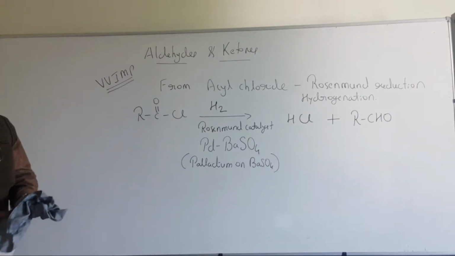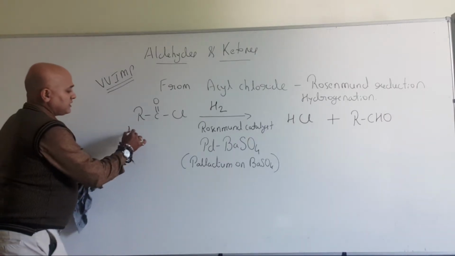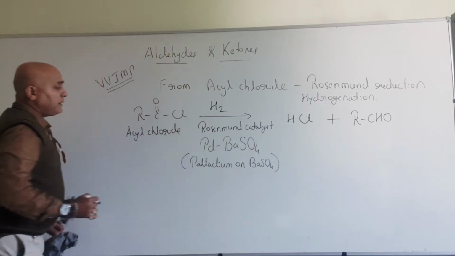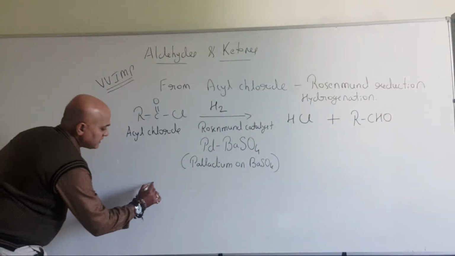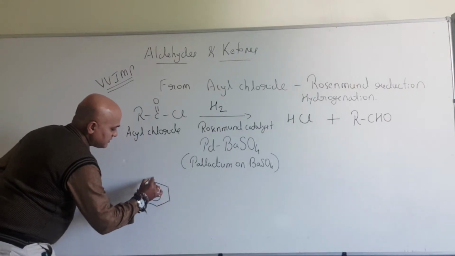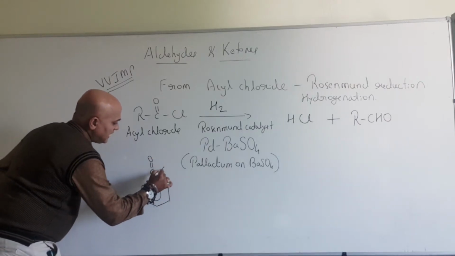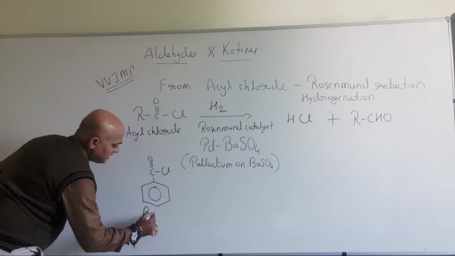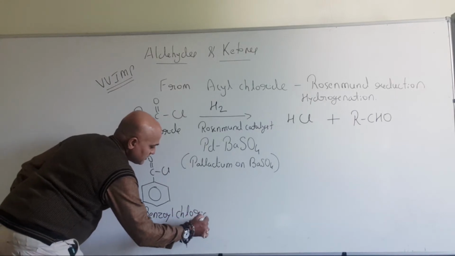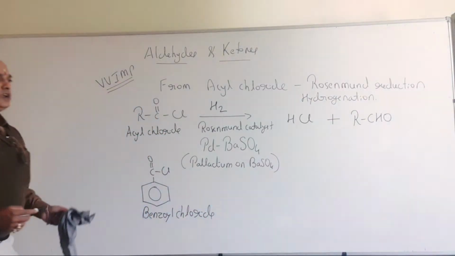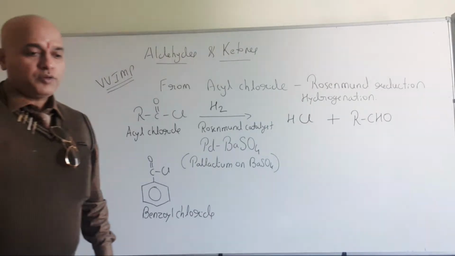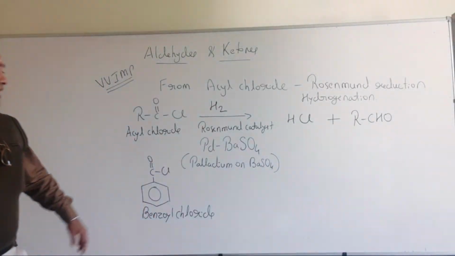The general equation I have written, that is acyl chloride. If I go with your textbook, they have taken the example of benzoyl chloride, C6H5COCl. So not benzyl, it is benzoyl chloride. Spelling is very important. OYL, not simply YL. Benzyl chloride, no. It is benzoyl chloride.